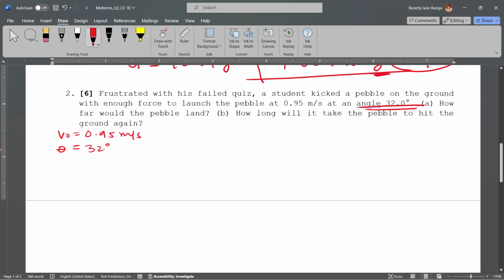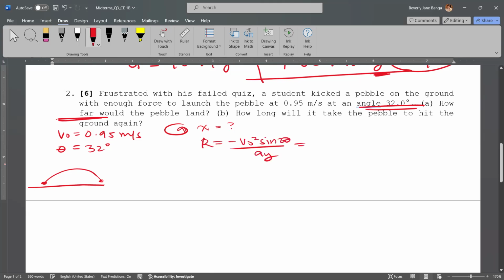So, there's no point of reference, just the ground. That means ground to ground, you can use your shortcut formula here. How far would the pebble land? Meaning to say, we are looking for x, no? Since it's from ground to ground, you have a symmetric trajectory. So, this is basically your range equal to negative v naught squared sine 2 theta over a y. We plug in: negative 0.95 squared sine of 64 over negative 9.8. And this will simply give us 8.28 times 10 raised to negative 2 meters.